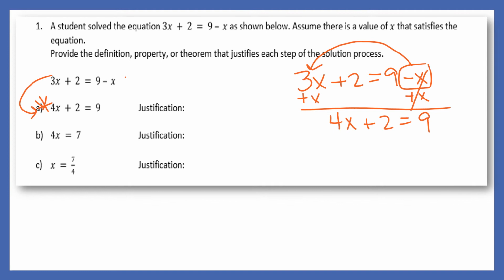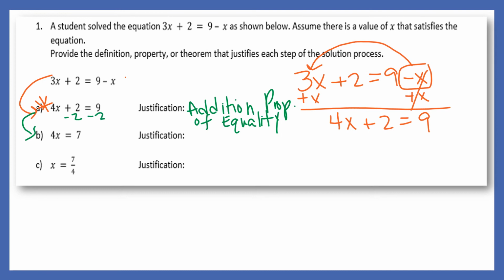So justification means, well, what did we do? Well, we added x. So that's called the addition property of equality. This may be a drag and drop. It might give you something to choose from. Okay, now let's look at the next step. From A to B, what did they do? Well, this is 7, so they took this plus 2 and they subtracted it, which is what we normally do. So if we subtracted, that would be called the subtraction property of equality.